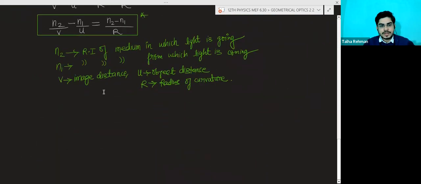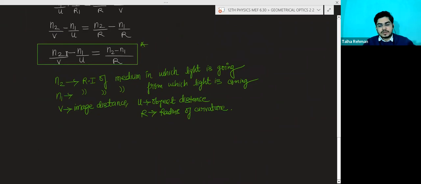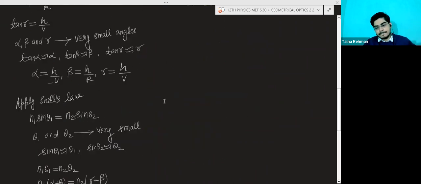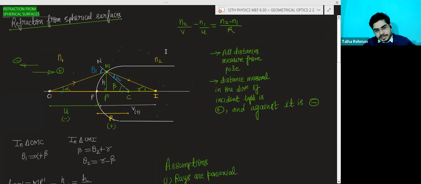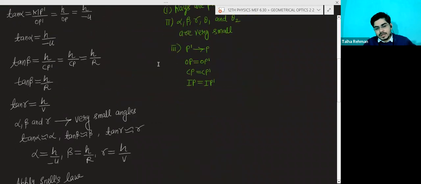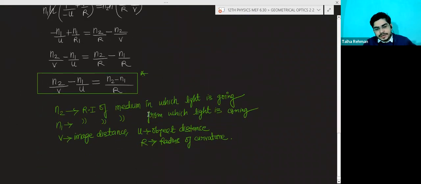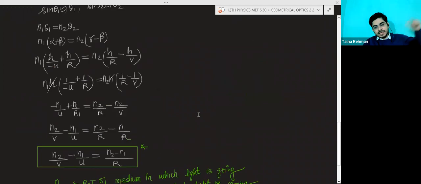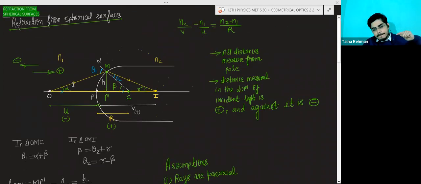This formula we have: N2 by V minus N1 by U is equal to N2 minus N1 by R. What is N2? Refractive index of the medium in which the light is going. You can see here light is going in this medium, the N2 medium. And N1 is the refractive index of the medium from which the light is coming. So light is coming from this medium, the N1 medium.